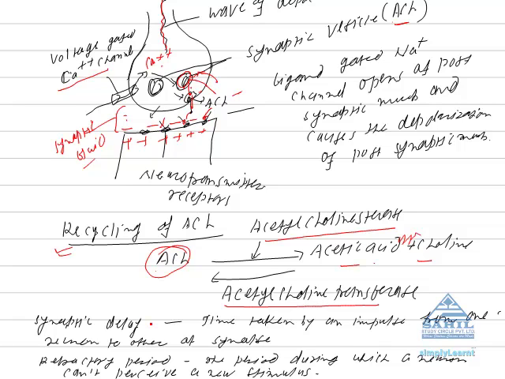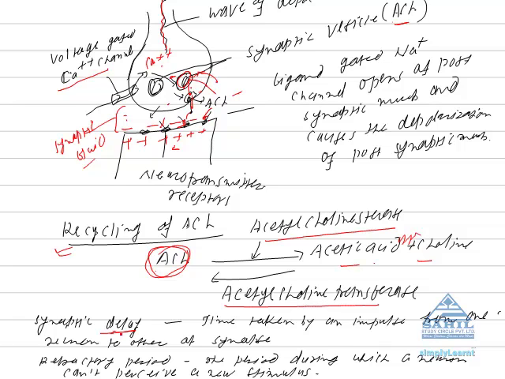This is how the impulse cannot transmit in the opposite direction, because acetylcholine is present in the axon and its receptors are present on the postsynaptic membrane. If acetylcholine were present here and receptors were present at the presynaptic membrane, then the impulse could also proceed in that direction, but transmission of impulse is always unidirectional because of this fact. The axon contains acetylcholine, and its receptors are present on the other neuron.